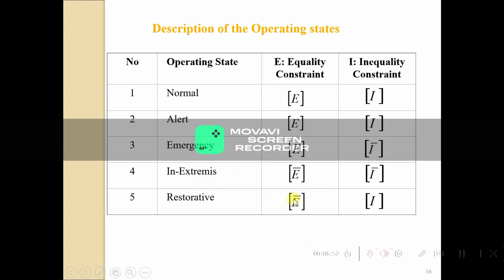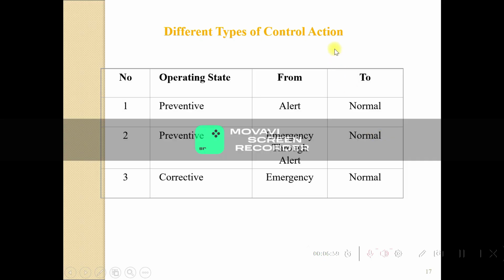Restorative means the opposite of equality constraints. Different types of control action: for the operating states, control actions are preventive, then emergency corrections, and then corrective maintenance.